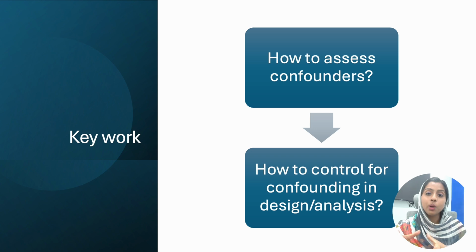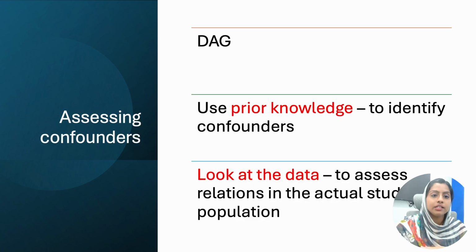Now, your key work either as an investigator or as a person who is interpreting a research article is to assess the confounder and to see how they have controlled for the confounder. Or if you're doing the study, you have to address the confounder in the analysis and in the design of the study. So what is DAG? This is called directed acyclic graphs, and this is one of the methods to identify a confounder.